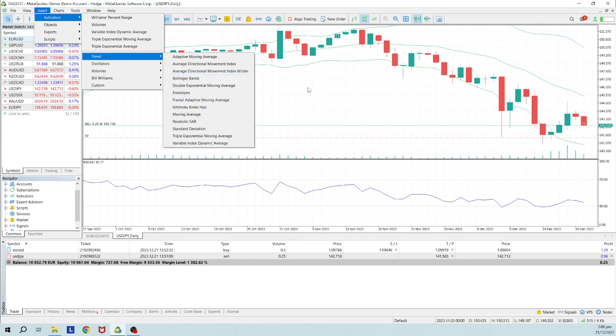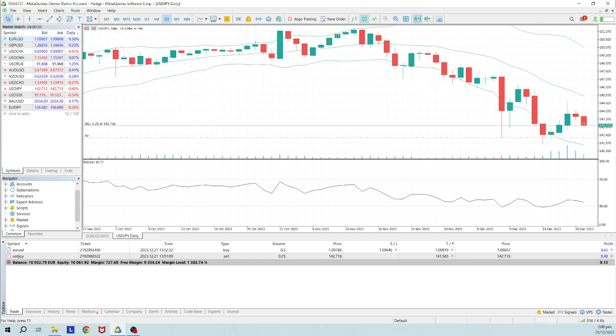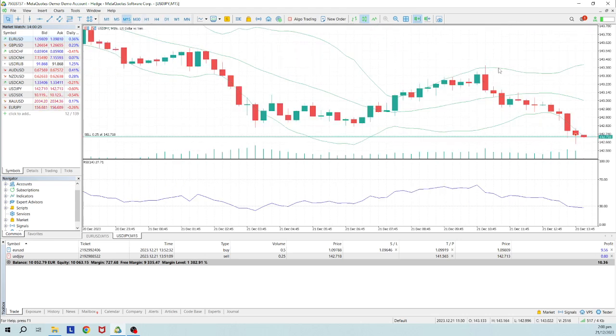Bollinger Bands, as you can see right here, let me try to choose a smaller time frame. You have three bands. You have the top and you have the bottom and you have the 20 simple moving average in the middle. The idea is that whatever happens in the market is going to eventually correct itself and come back to the moving average.